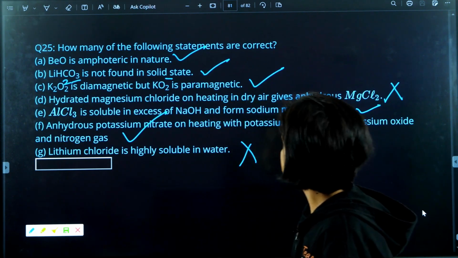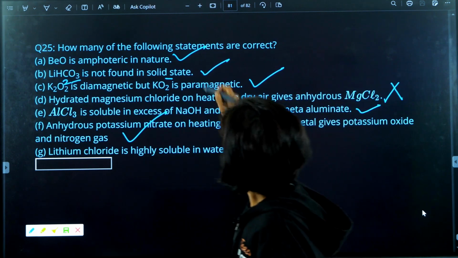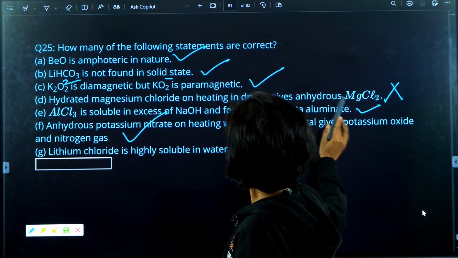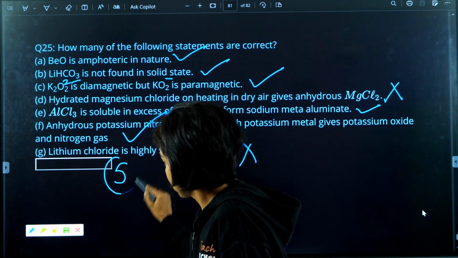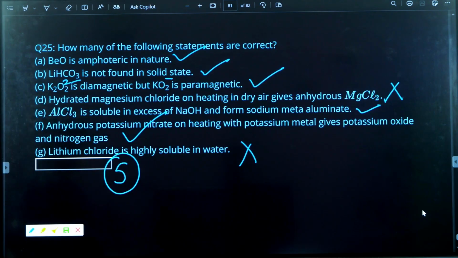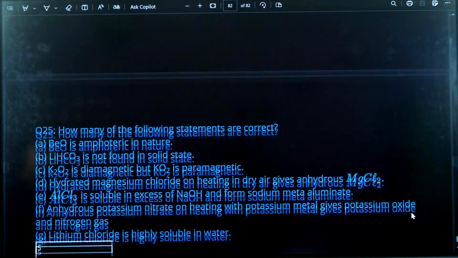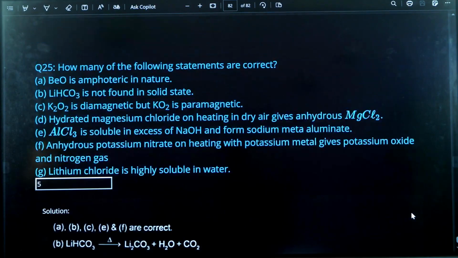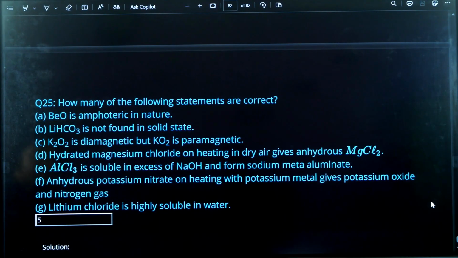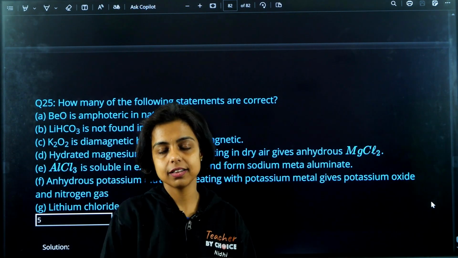So what are we supposed to count? The correct statements. So 1, 2, 3, 4, 5. 5 is the answer. The 5 statements are correct here, guys. You can check. So the answer indeed will go ahead as 5, right? So 5 is the answer. So with this, we are done with this test also.